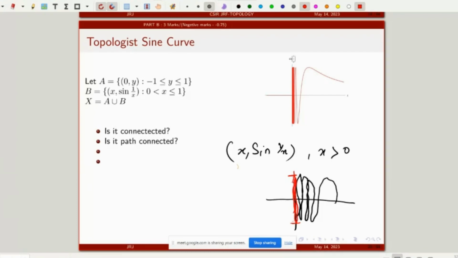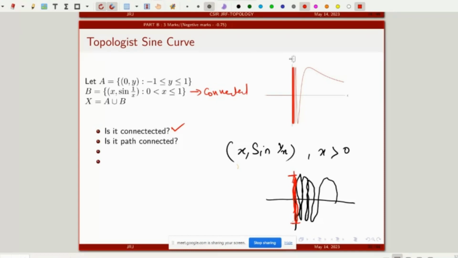Will it be connected? Yes, it will be connected. Why? Because B will be connected, and X is in fact the closure of B. So if B is connected, then its closure will be connected. So our X will be connected.